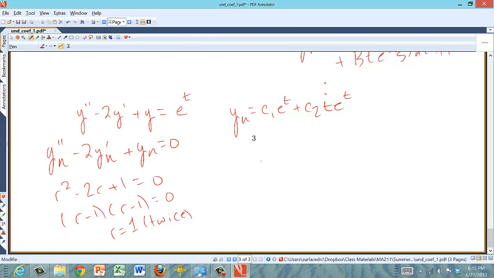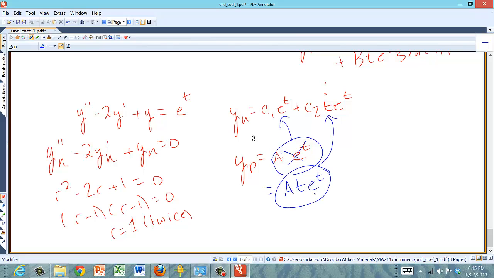Now let's go ahead and take a look at my initial guess, my yp. I would ordinarily guess that it's some constant times e to the t. Well, obviously a constant times e to the t is a solution to the associated homogeneous problem. Right there, see? So let's X that out, and maybe we should say that our solution is at e to the t. But that also is a solution to the associated homogeneous problem. So we'll just go ahead and multiply by t again, and we'll have at squared e to the t. And that'll work out just fine for us.